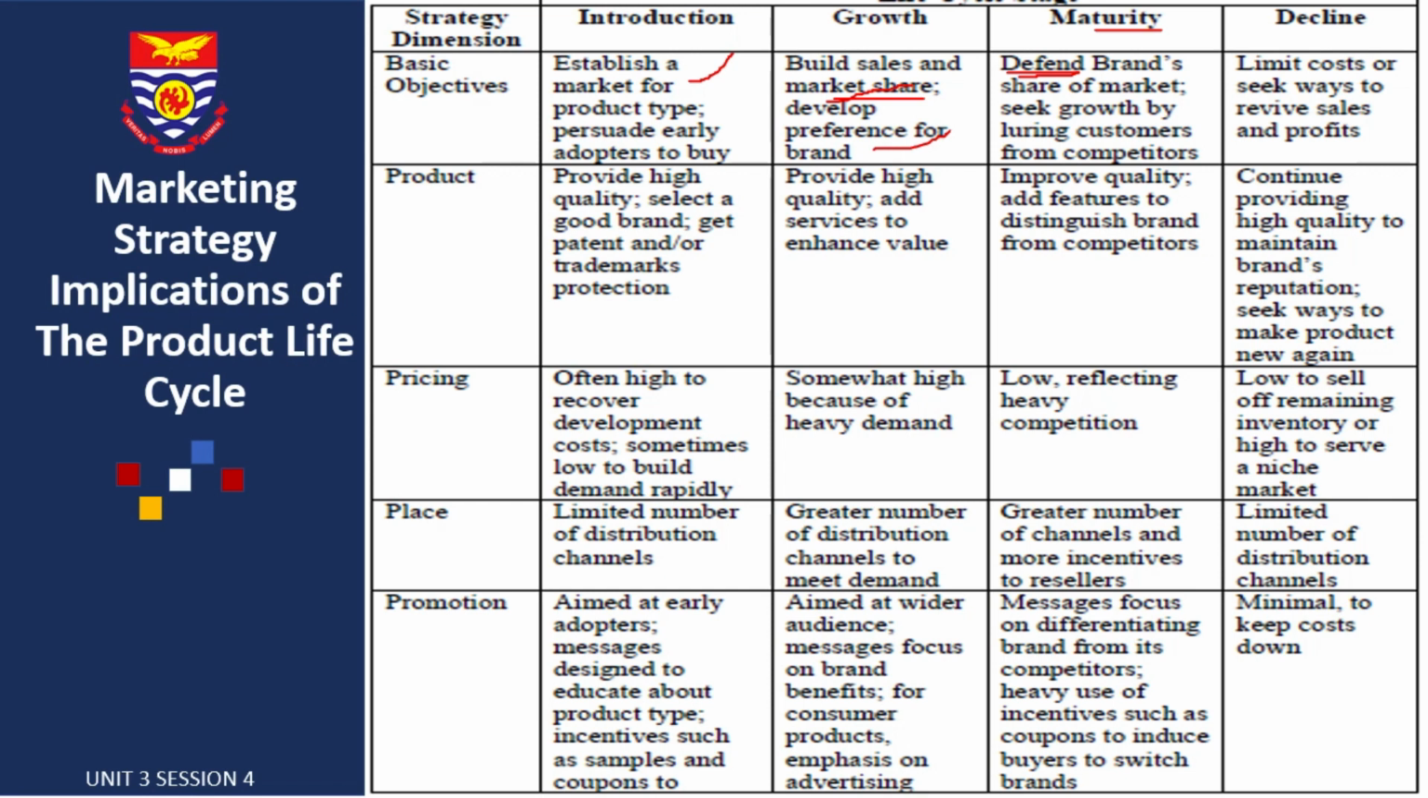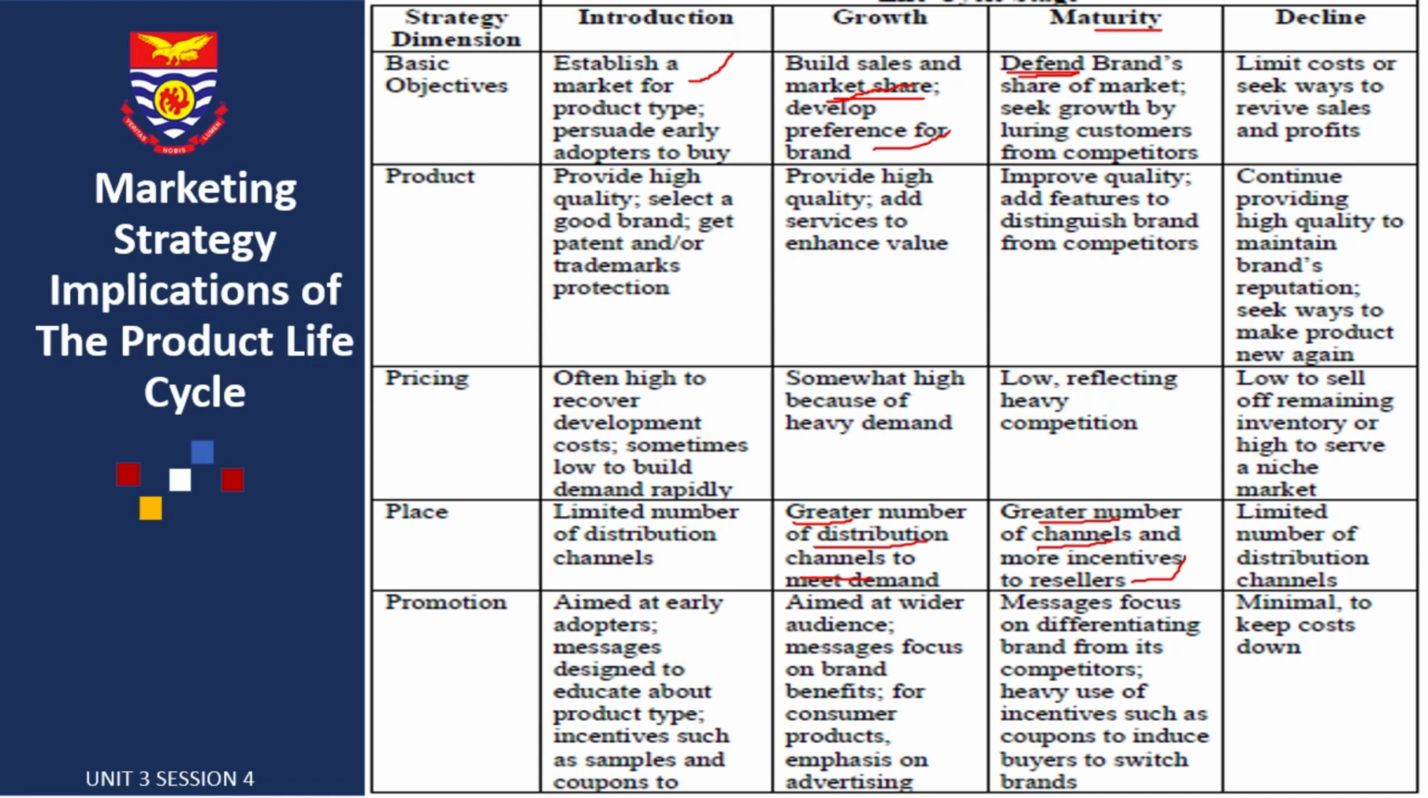Place. At the introduction stage, the product is sold in a limited number of distribution channels. During the growth stage, the product is sold in a greater number of distribution channels to meet demand. During the maturity stage also, the product is sold in a greater number of channels with more incentives to resellers. The incentives can be in the form of discounts, or sell 10, get 1 free. If you do that, people begin to push your product to customers.